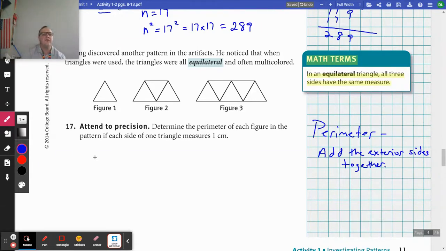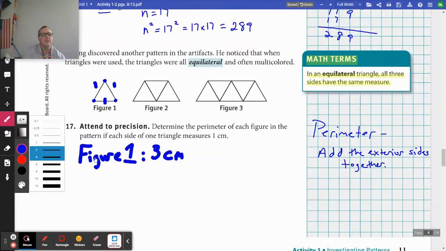So this says that this figure here, this triangle, has one side from here to here. That one side is 1. So from here to here, that one side is 1. And then from here to here, that one side is 1. So to find the perimeter for figure 1, I add all the sides up. 1 plus 1 plus 1. And what do I get? 3 centimeters. All right? I get 3 centimeters.